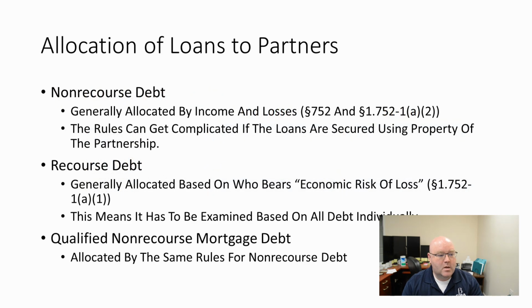So when we're talking about the allocation of the loans to the partners, it's actually pretty simplistic. You'll have general non-recourse debt, which is generally allocated by income and losses. That's according to Code Section 752, and of course this is an IRS regulation, 752-1, subsection A, paragraph 2.